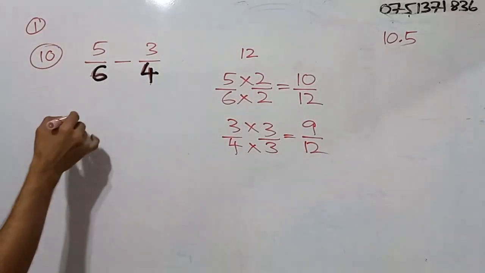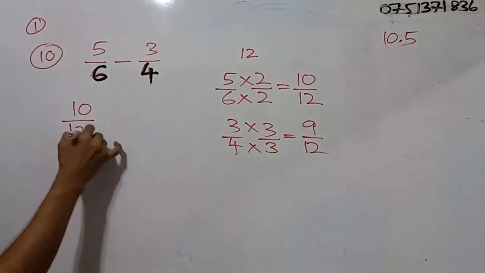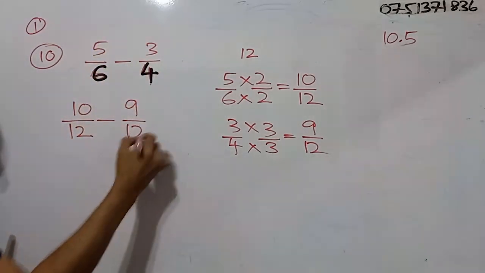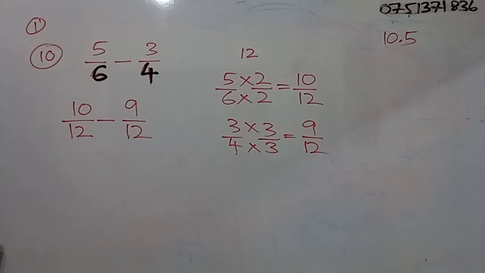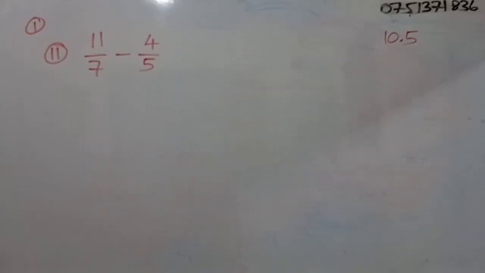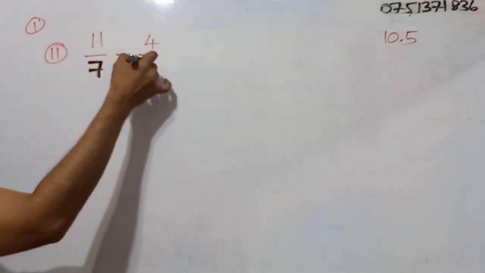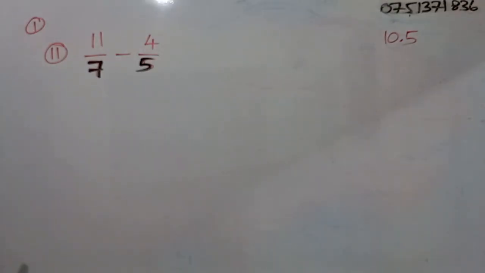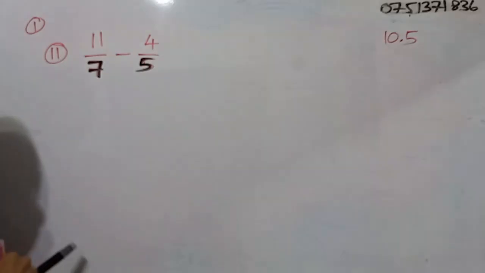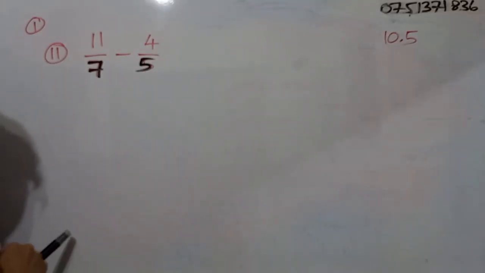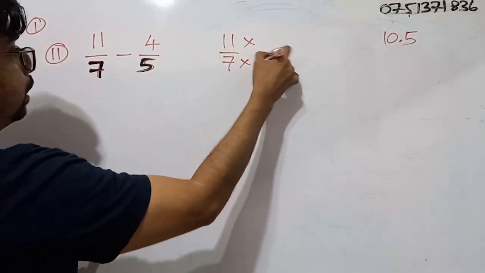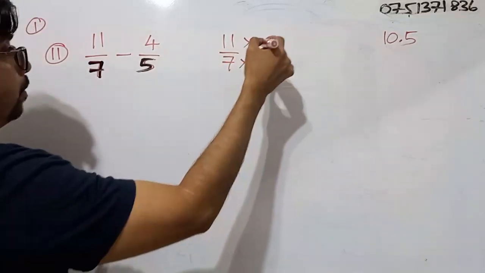So instead of 5 by 6, I can write 10 by 12 minus, instead of 3 by 4, I can write 9 by 12. Okay, so here the outcome will be what? 1 by 12. So here the denominators are what? 7 and a 5. So what will be the least common denominator of these two? It will be 35.